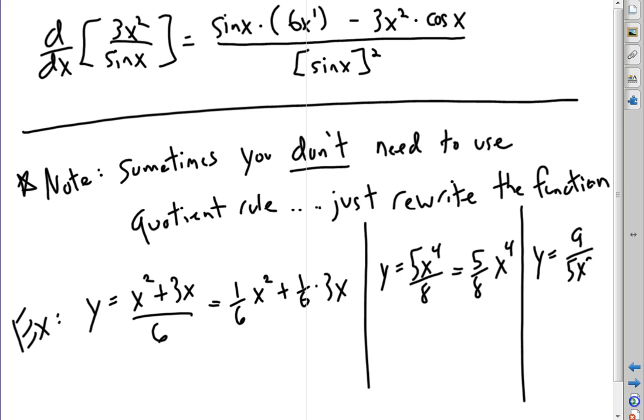And why not? Let's go one more example. y equals 9 over 5x squared. You're thinking, quotient rule, quotient rule, quotient rule. No, no, no, no, no. Just rewrite that. That's just 9/5 times x to the negative 2. Bring that up, and you've got a constant times a power of x. Use the power rule. Have a blast.